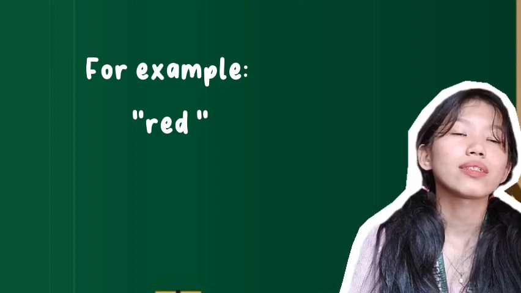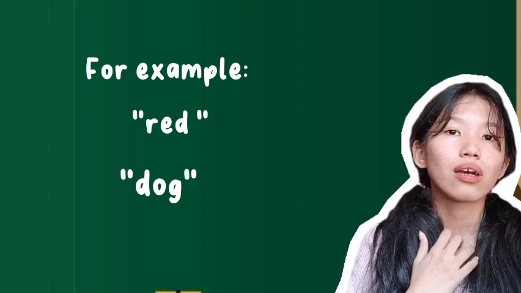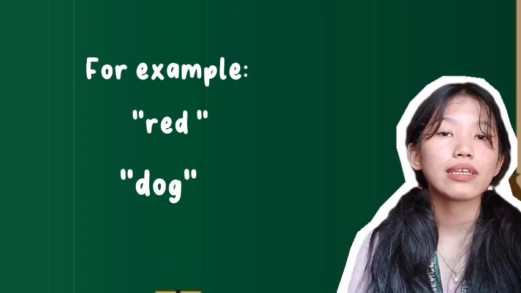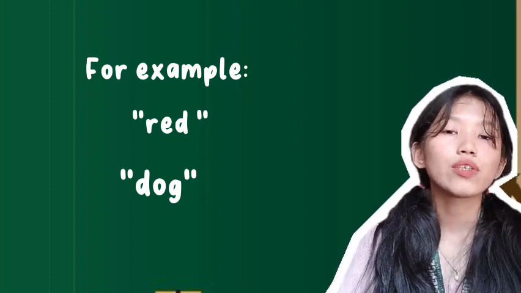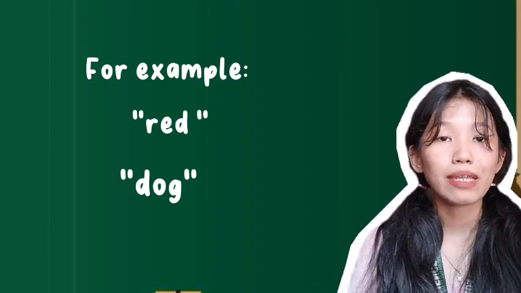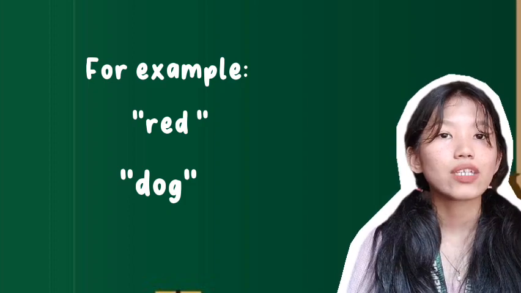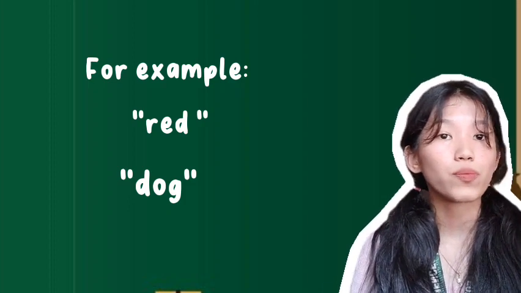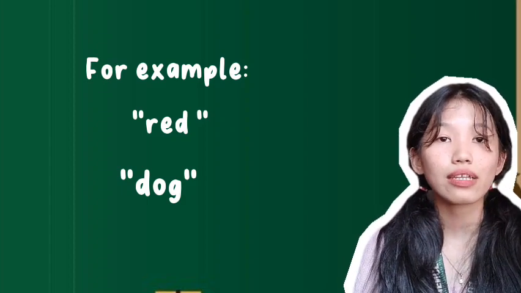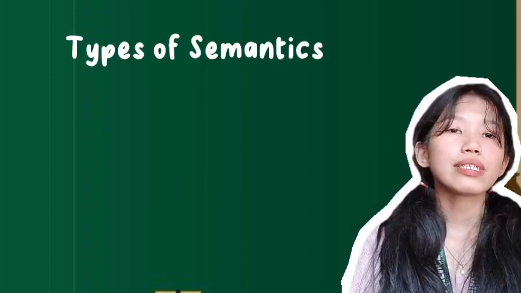Another example is the word dog. When we generalize dog, it refers to a domesticated mammal that is typically kept as a pet, right? Or used for various purposes. However, the word dog can also have different meanings depending on the context. For instance, if someone says he's such a dog, it could imply that the person is untrustworthy or promiscuous. Now, in this example, the word dog takes on a figurative or connotative meaning, highlighting the importance of context and understanding semantics. There are three types of semantics.